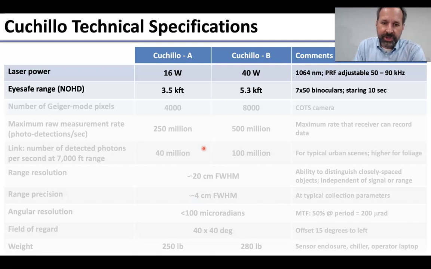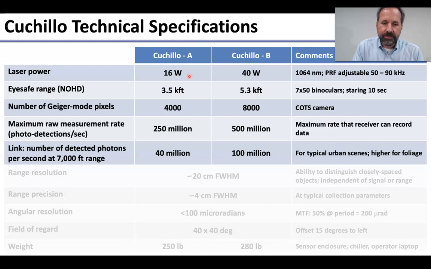We have 2 versions, the A version and the B version. A is a 16-watt laser. The B is a 40-watt laser system. The eye safety distances are very manageable, and this is for the worst case of someone on the ground with 7x50 binoculars staring at the sensor while it simultaneously is staring at the person for 10 seconds. So very conservative numbers here.